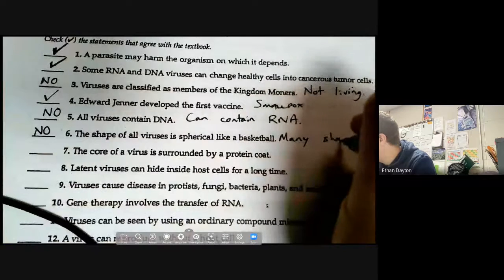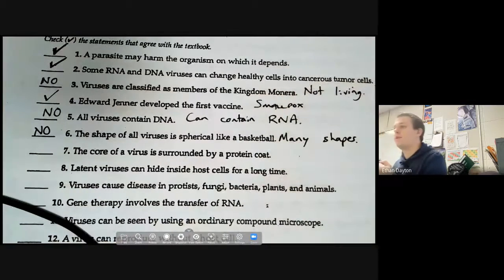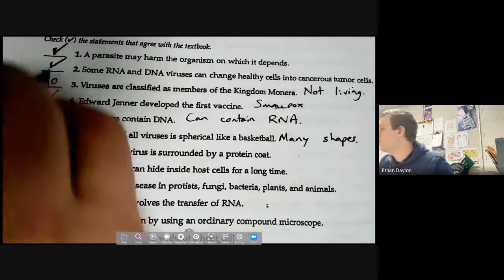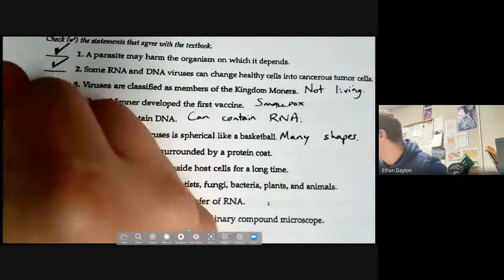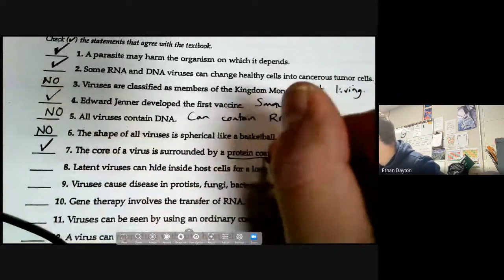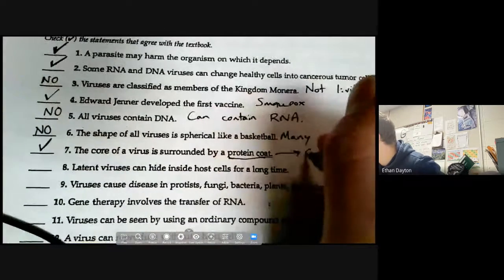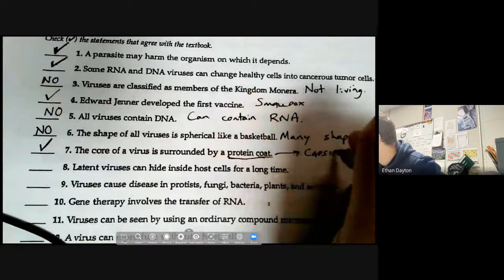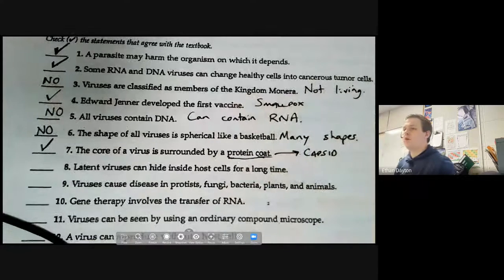Many shapes. Okay, number 7. The core of a virus is surrounded by a protein called the capsid. True. Anyone know the name of that protein? Capsid. Yeah, that would be capsid. I'm the smartest man in the history of science. No, you're not.